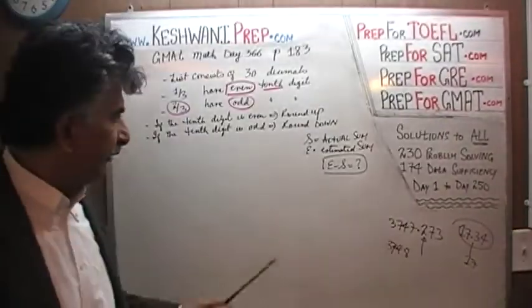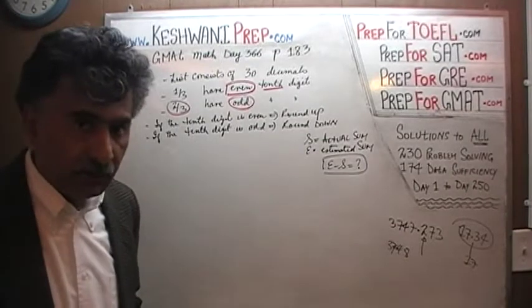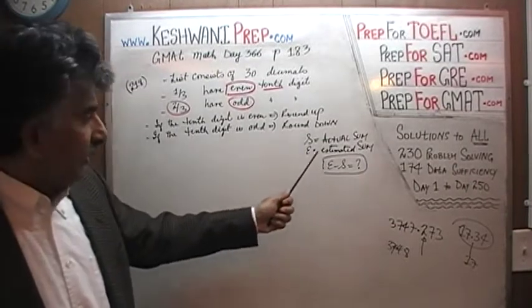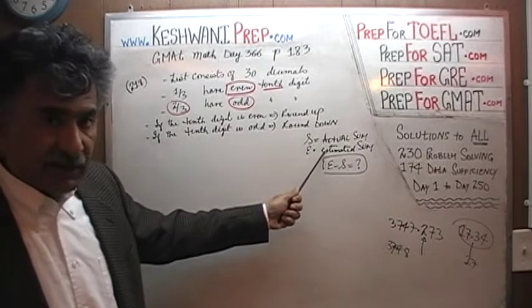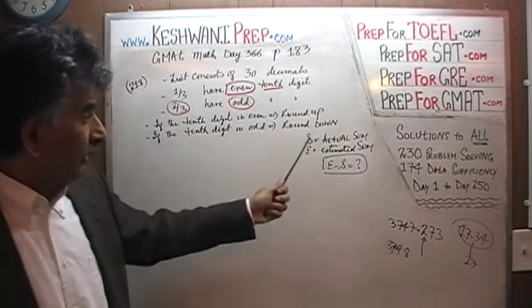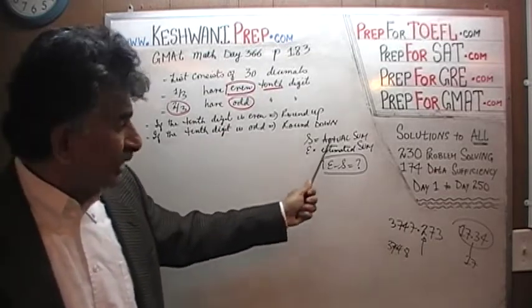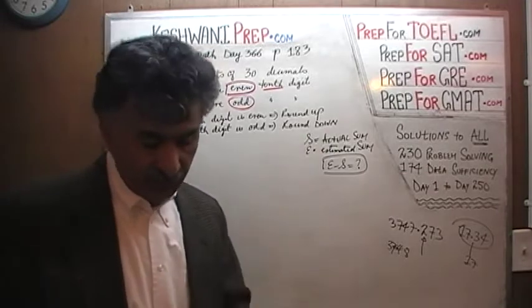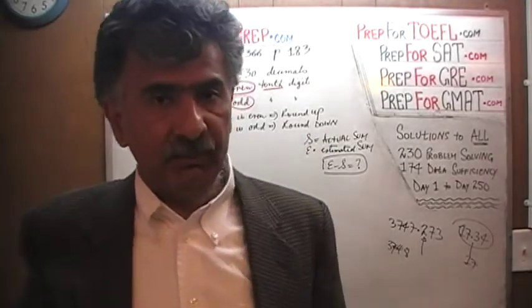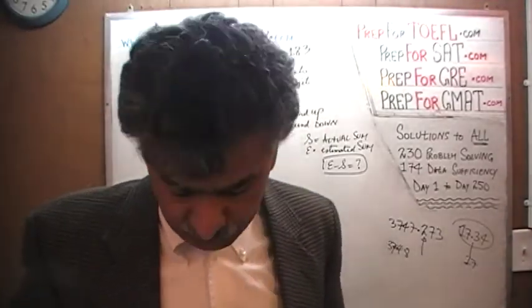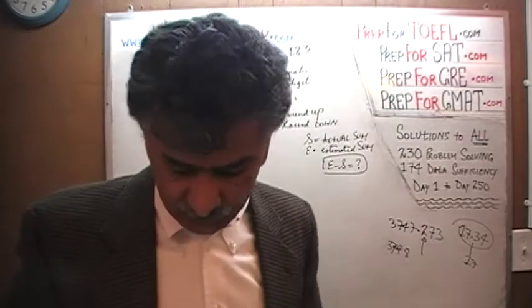What we are supposed to do is that after we have done our rounding, we are to tell them the difference between the estimated sum of these 30 numbers minus the actual sum of these 30 numbers. It's a 1-2-3 problem where they give you three choices, and our job is to find the right combination.